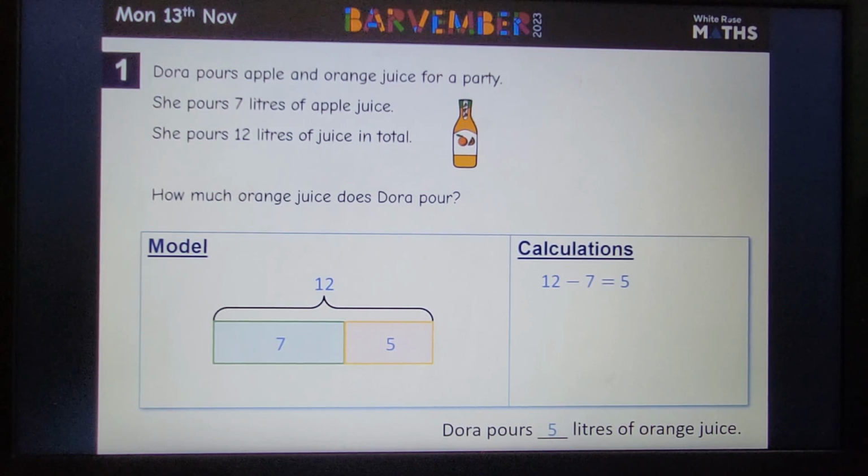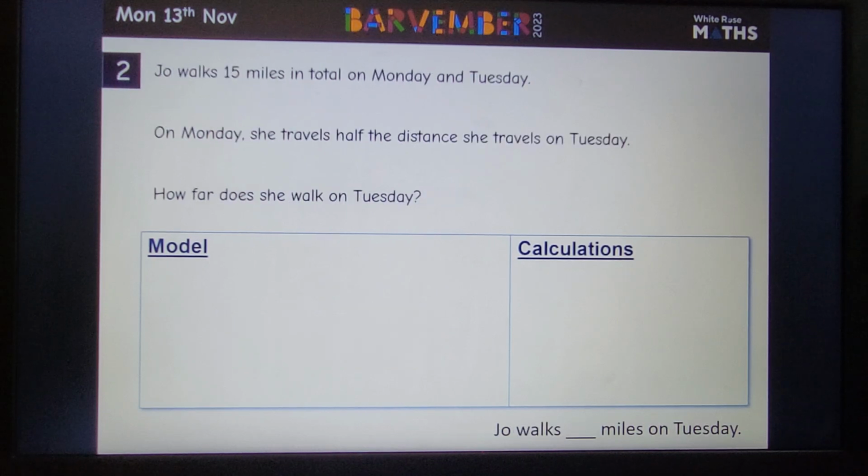So let's have a look a little bit deeper at another question. So this one says, Jo walks 15 miles in total on Monday and Tuesday. On Monday, she travels half the distance she travels on Tuesday. So how far does she walk on Tuesday? Now, these types of questions seem really simple to start off with, but actually some of the vocabulary that's used in them is often where children can be tripped up. Okay, so let's just have a look.